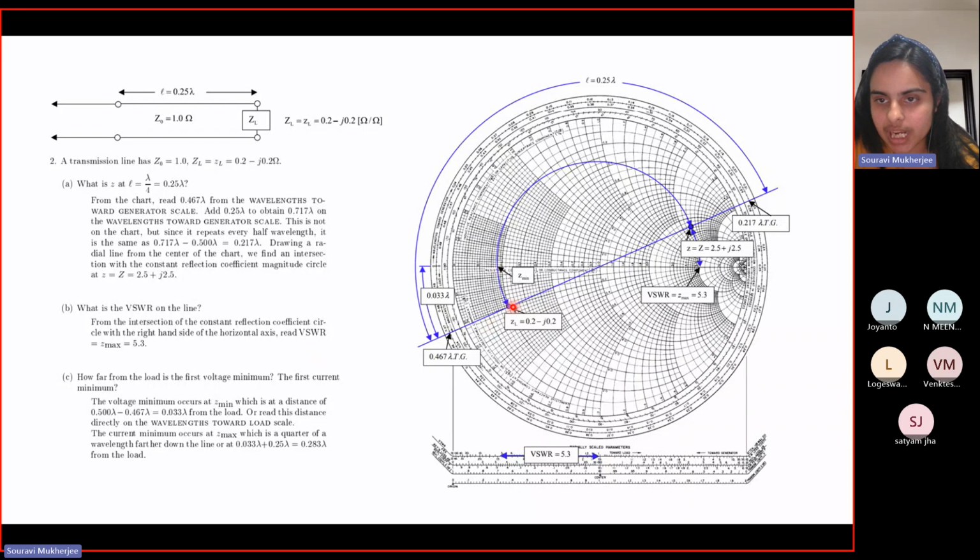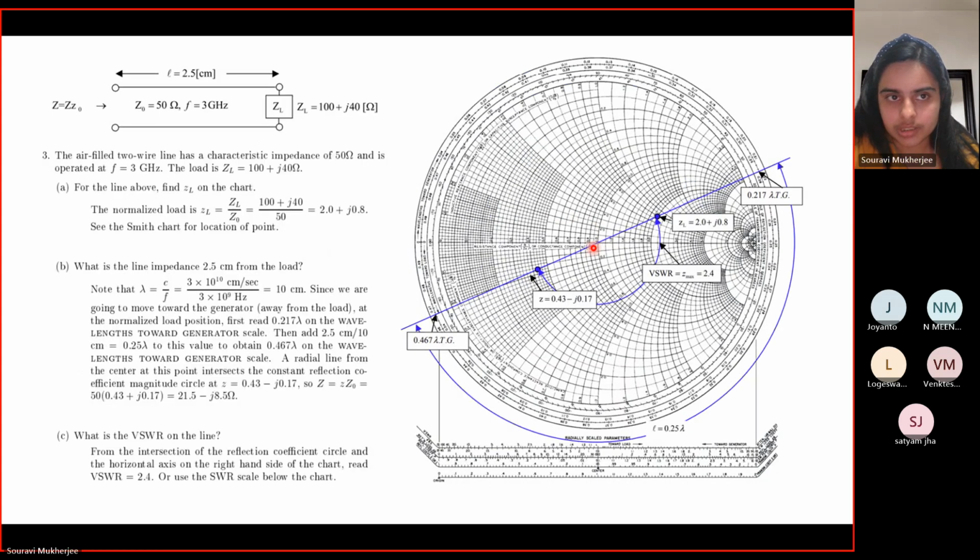Similarly, if you were asked to find the position of the maximum voltage, then you have to find this distance, right? So the entire distance from here to here has to be covered. That will be nothing but 0.033 plus this value, right? So if you are asked to find the position of maximum resistance, okay, that's how you make use of the Smith chart.